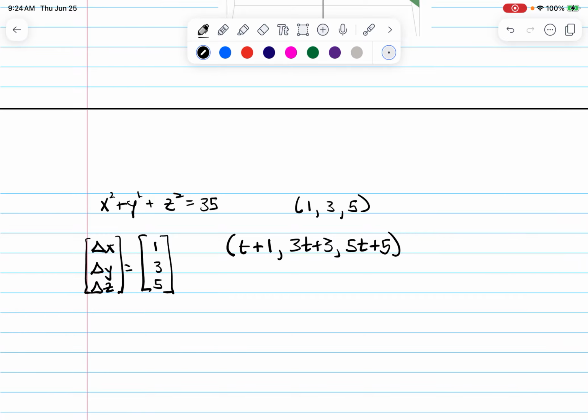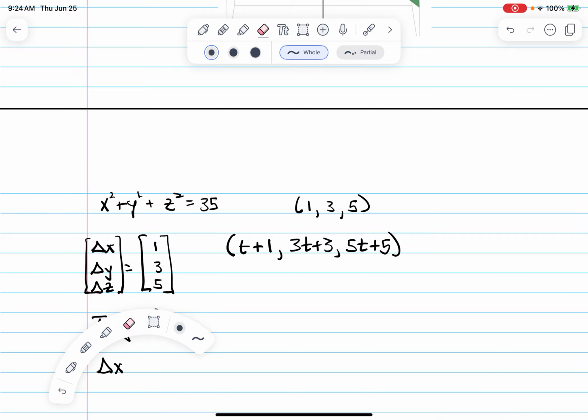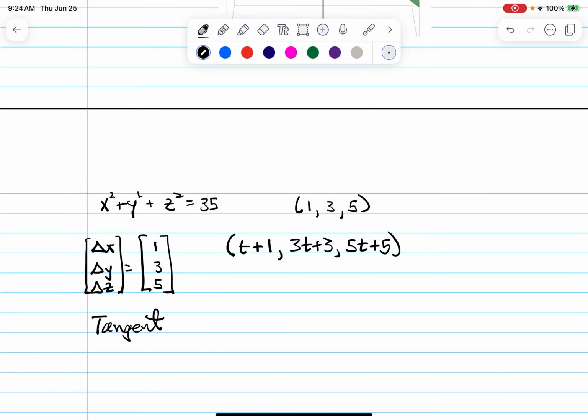Now, what I want is an equation that's tangent to that. I want tangent to that sphere. So here's what I'm going to use as my tangent. I'm going to have delta x. Let me do it this way. I'm going to use this. I'm going to say, okay, here's my tangent. I'm going to say -3, 1, 0, or 5. No, 0. Like that, okay?